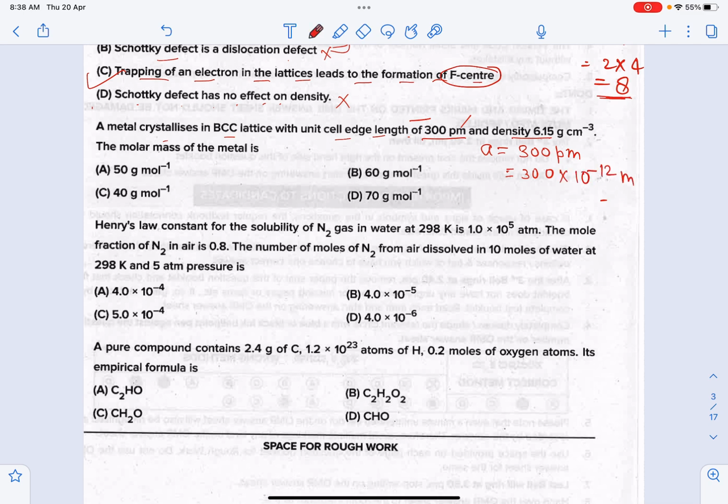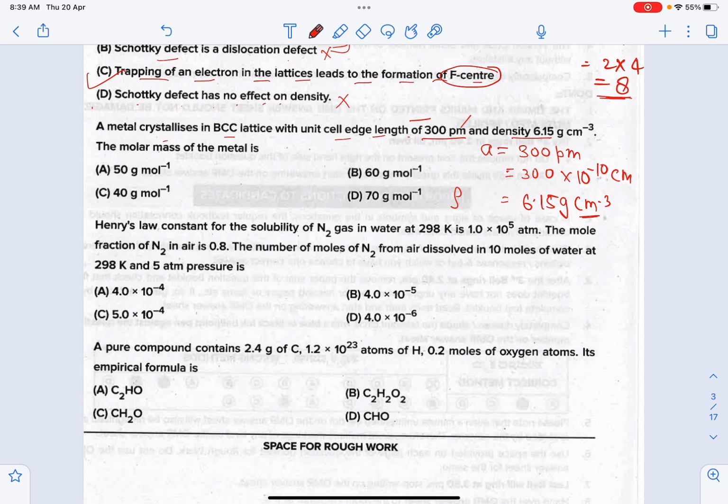This is correct. Now, as you can see, density is given. Density in solid state is expressed by rho, so we will write rho here. Density is given as 6.15 gram per centimeter cube. This is given in centimeter, so we will also convert the length into centimeter, and it will become 10 to the power minus 10 centimeter.